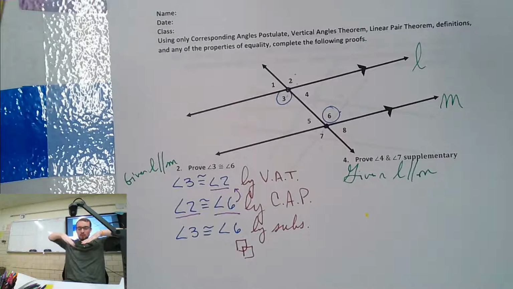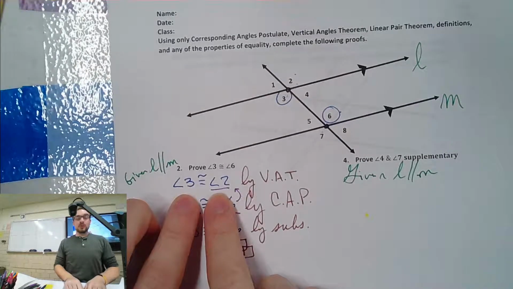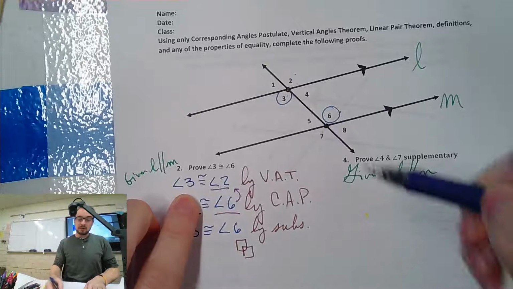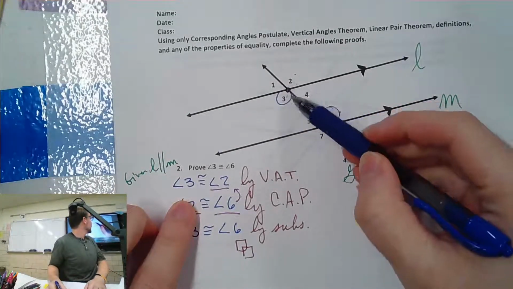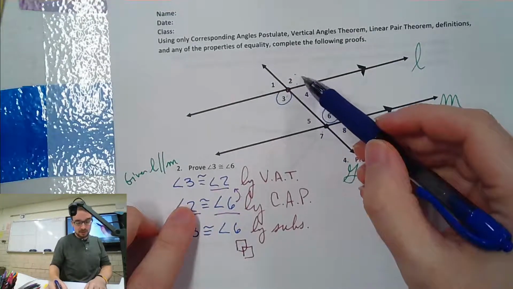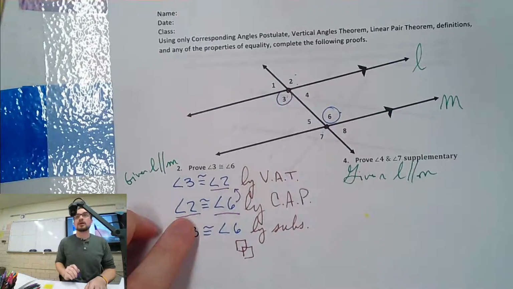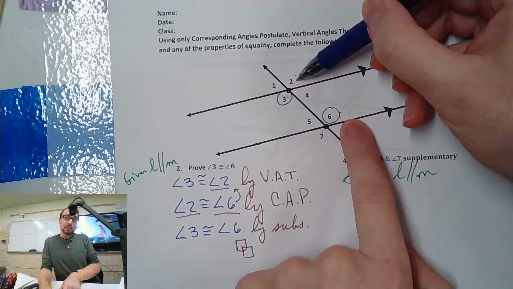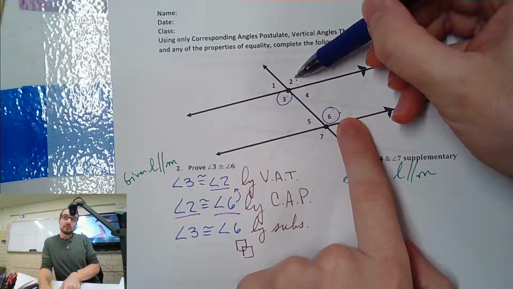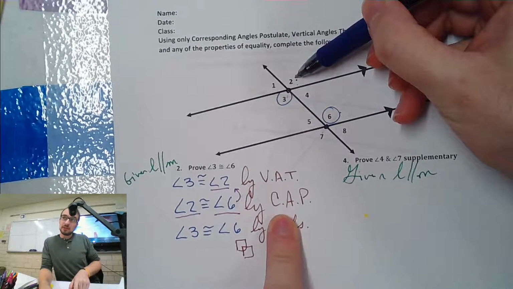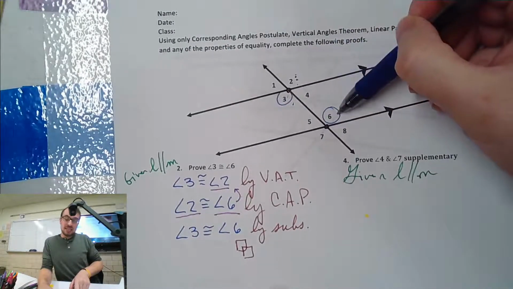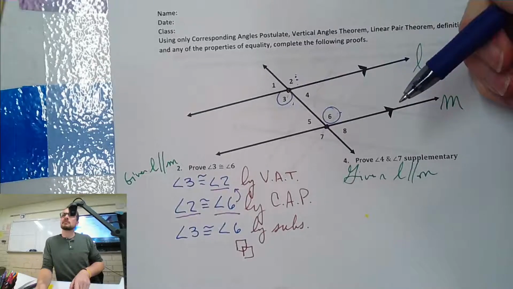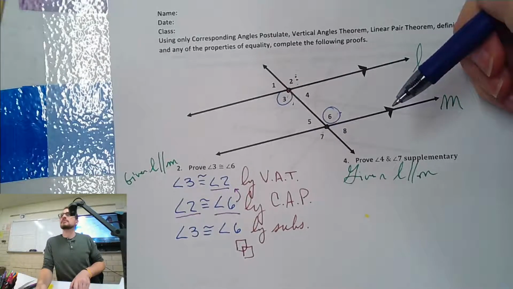Let's break it down. Angle 3 and angle 2 are congruent by the vertical angles theorem. Vertical angles is the scissor theorem. See, 2 and 3, they're scissoring each other. Okay, vertical angles, they're congruent. I know that 2 and 6 are the same because they correspond. Top right corner, top right corner. So I wrote that: corresponding angles. So if 3 is 2 and 2 is 6, isn't 3 6? That's substitution.